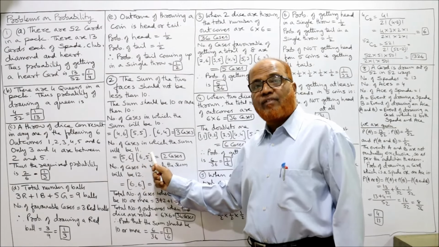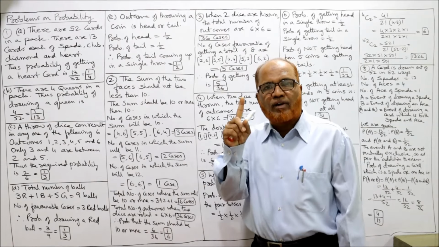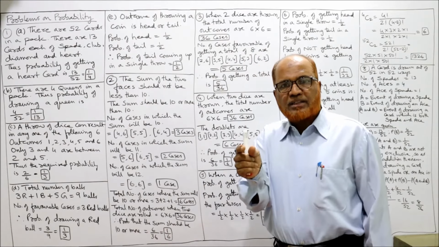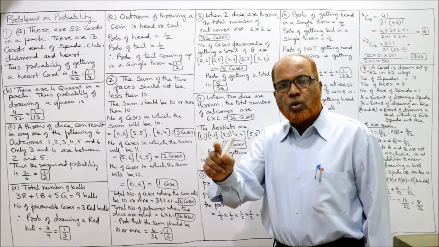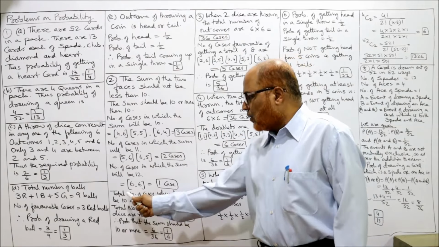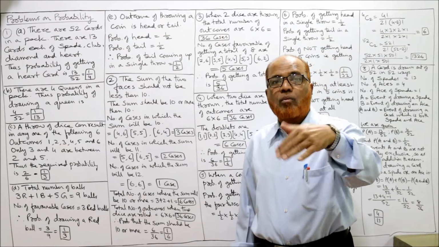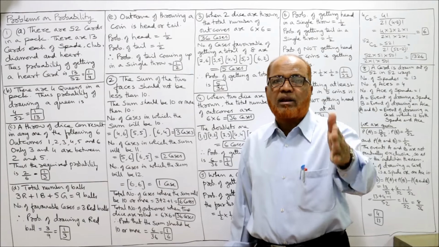Now 12. Number of cases in which the sum of the two dice will be 12. Only one case. First dice 6, second dice 6, so adding both gives 12. Only one case. Now total number of cases where the sum will be 10 or more than 10. More than 10 means 11, 12.